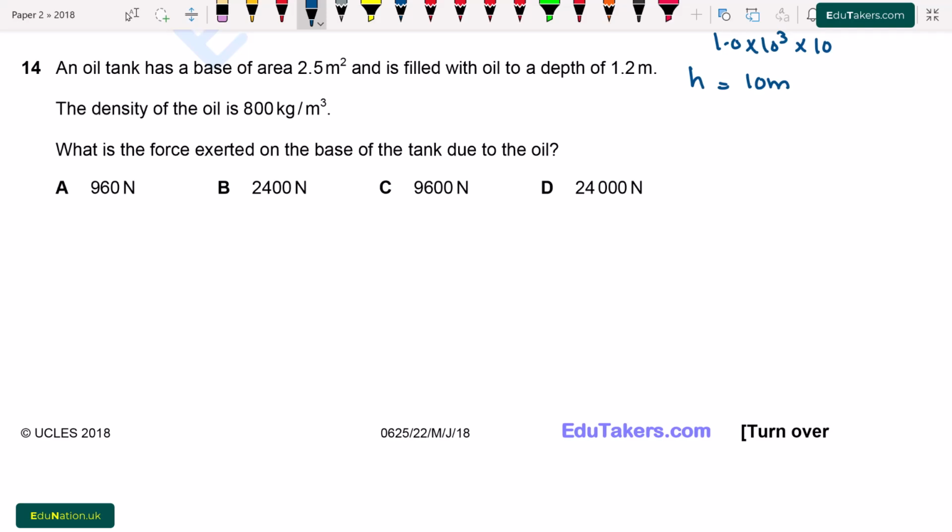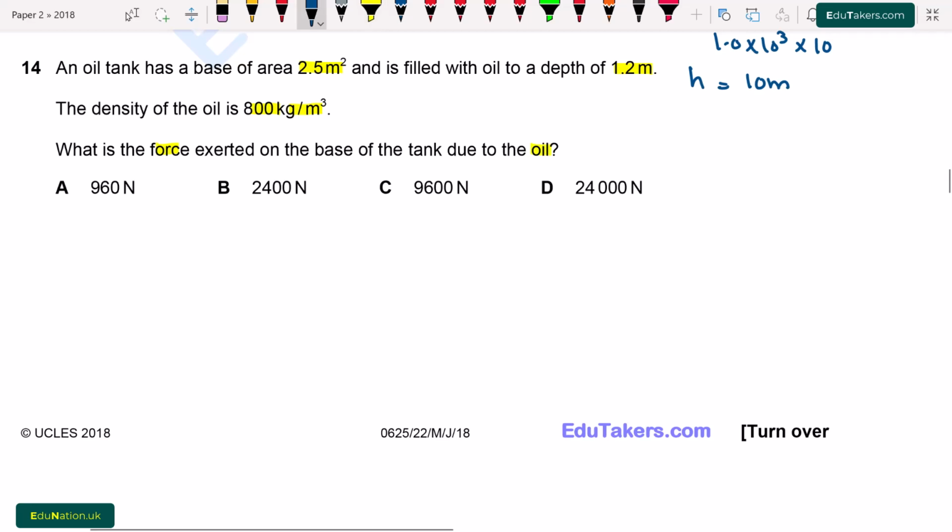Question number 14. An oil tank has a base of area 2.5 meters square and is filled with oil to a depth of 1.2 meter. The density of the oil is 800 kg per meter cube. What is the force exerted on the base of the tank due to the oil?